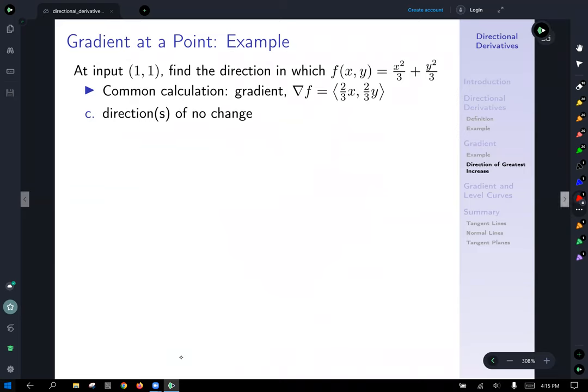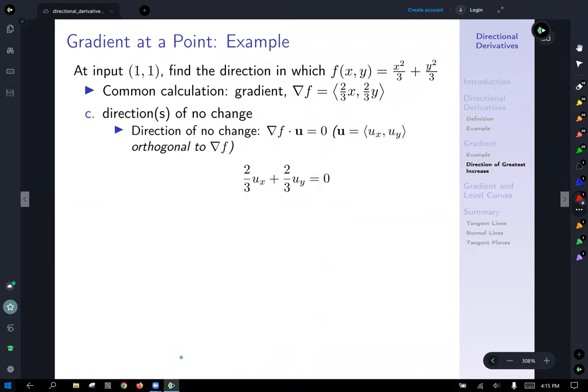Now, where is the direction of no change? So the direction of no change, well, what do we know about the dot product? The direction of no change is going to be when the gradient dotted with the unit vector is equal to zero. That's when our unit vector is going to be orthogonal to the gradient.